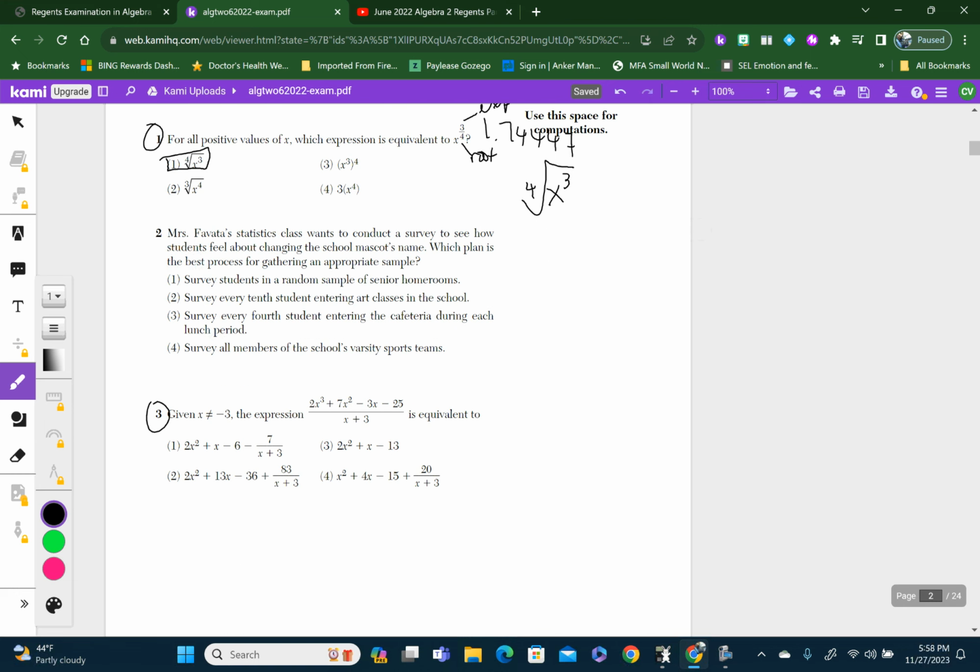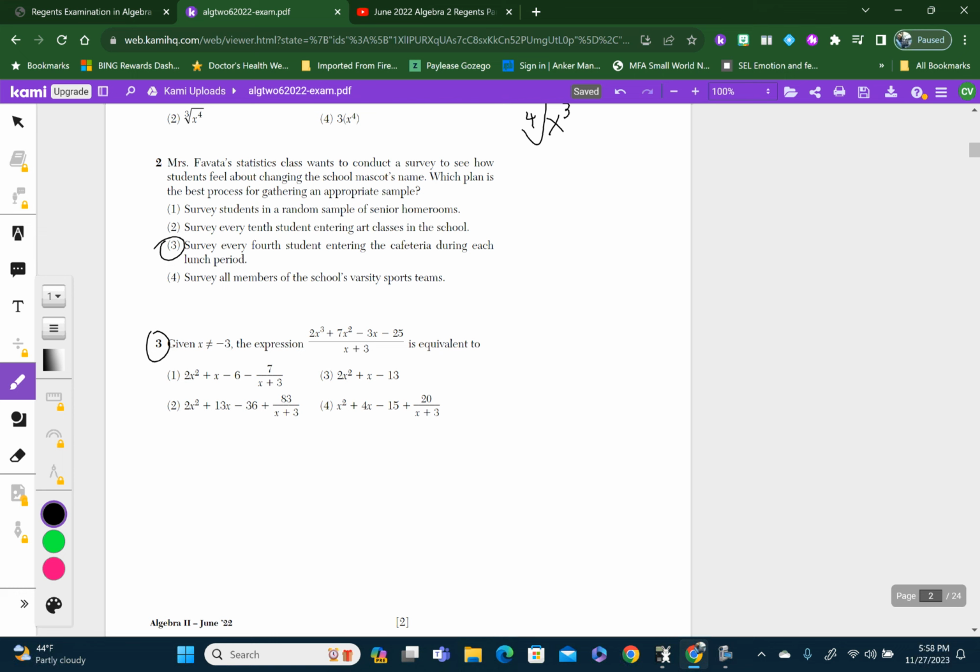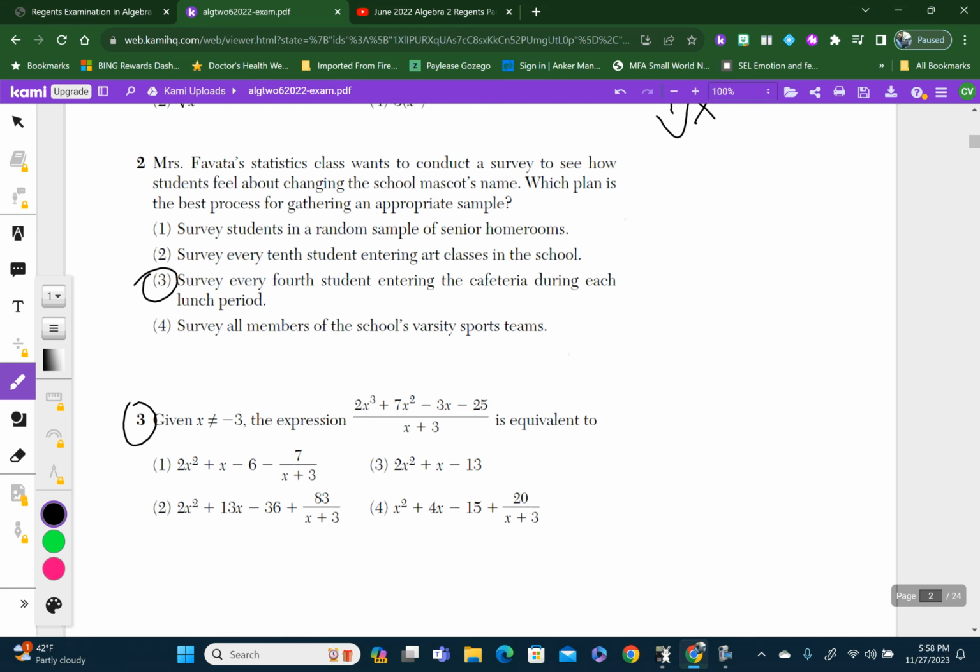All right. Question number 2 is not really a math question, but if you want to know the answer for this, the correct answer is number 3. If you got that right, we want to do the most random sample. So every fourth student is random, and during each of the lunch periods makes the plan more appropriate.